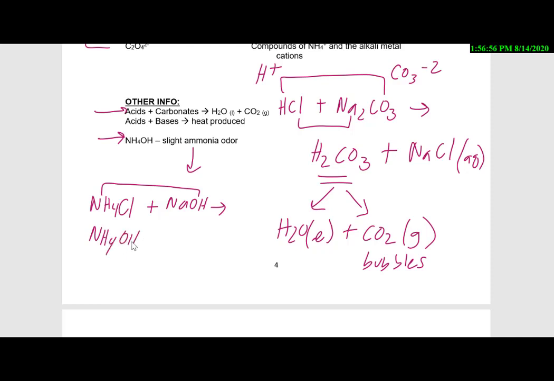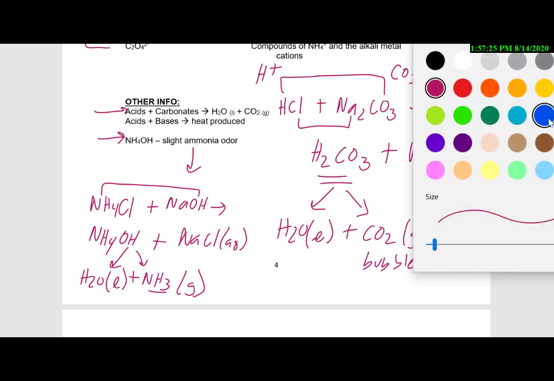They're both a +1 and a -1. And then NaCl again, which we know will be aqueous. But this guy is unstable and also breaks down into liquid water and ammonia gas. Once again, we could see bubbles if enough were produced, and we could smell ammonia. So we want to watch out for either of these things being produced in a reaction.